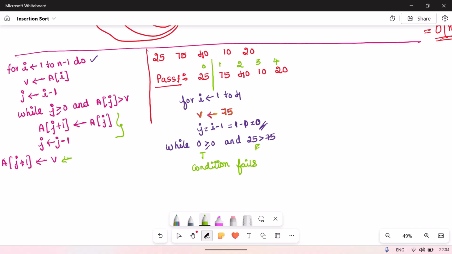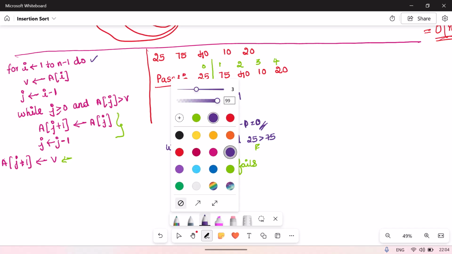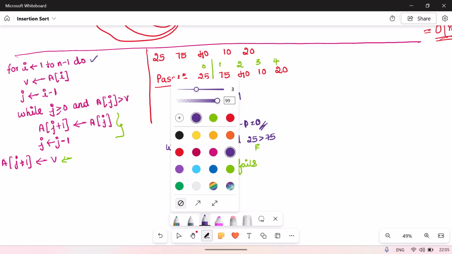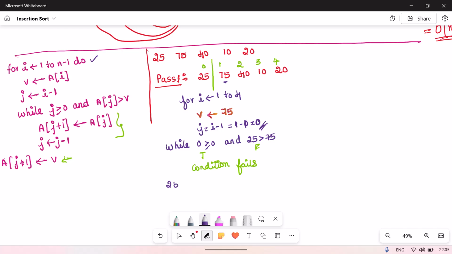So what we do in that case is we take V and place it at A of J plus 1. J is at 0. So take V. V is how much? 75, and place it at J plus 1. J plus 1 means we are talking about this position, first position, but it is already there. So no change in the element. The order remains the same: 25, 75, 40, 10 and 20. But the thing is, now 2 elements are sorted. Let us go to pass 2.